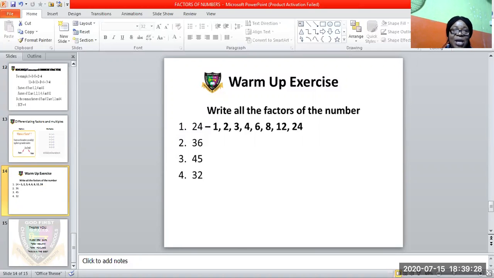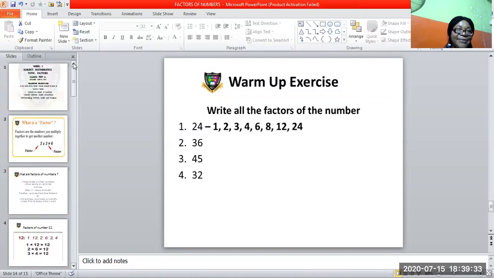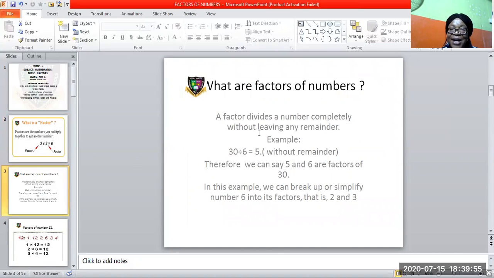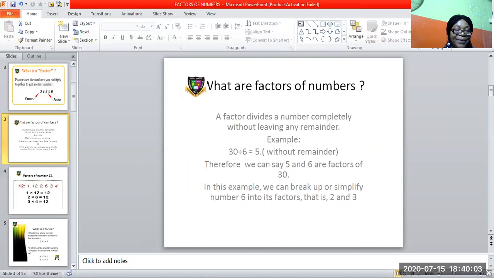A summary of what we have done so far. We have said that factors are the numbers you multiply to get another number, those numbers that you get without remainders. A factor divides a number completely without leaving any remainder. Is that clear?